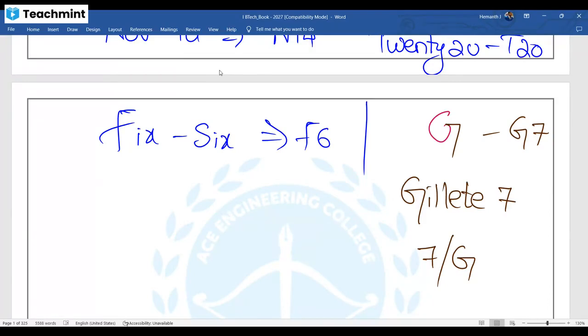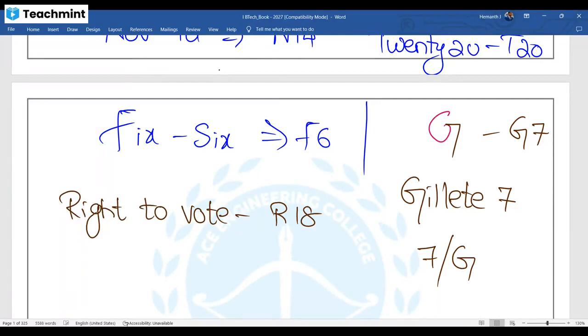Good. Then, what is the age required for voting? Right to vote? 18. You can remember R value 18. Right to vote, R value 18. Right to vote age is 18 years. You can remember R value 18.